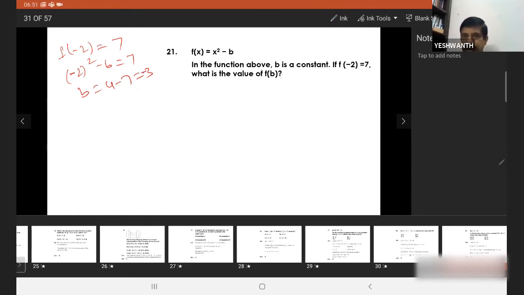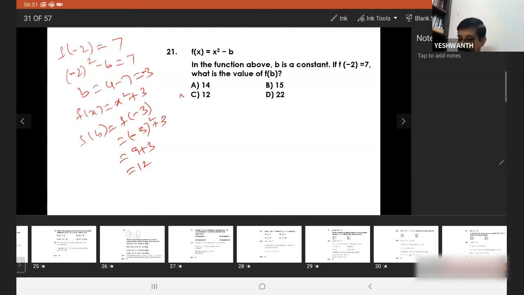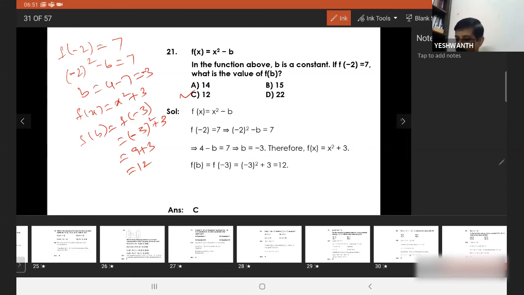So we know the b value. So f of x is x square minus b, that is x square plus 3. So we should find out f of b, which means f of minus 3, that is negative 3 whole square plus 3, that is 9 plus 3, that is 12. So which option satisfies for us? Option C. Okay, quick.